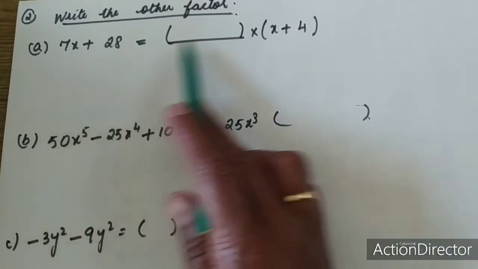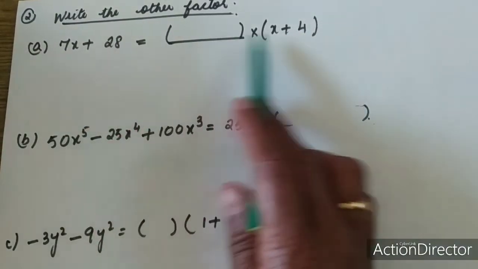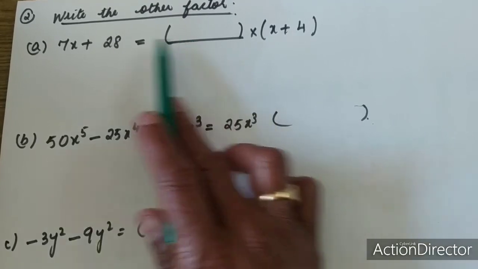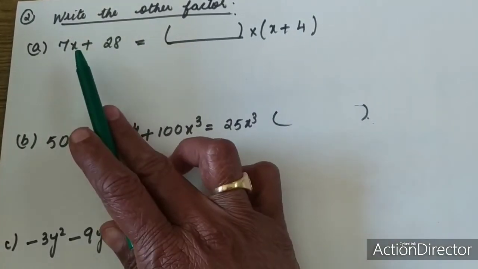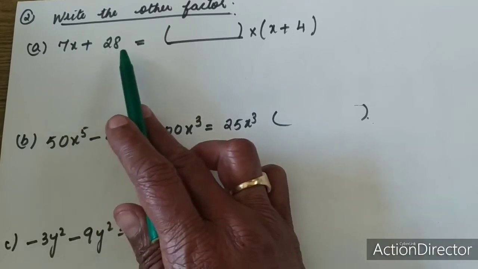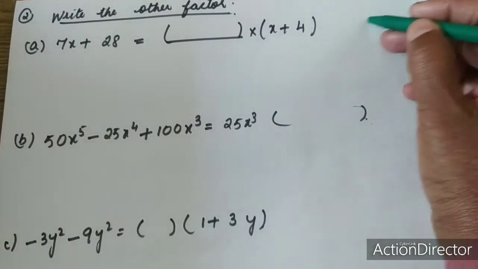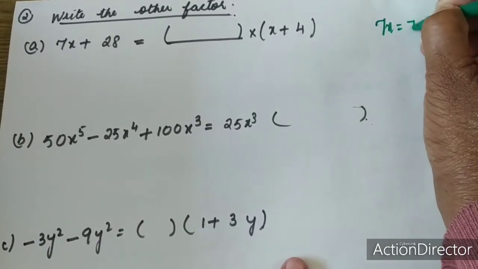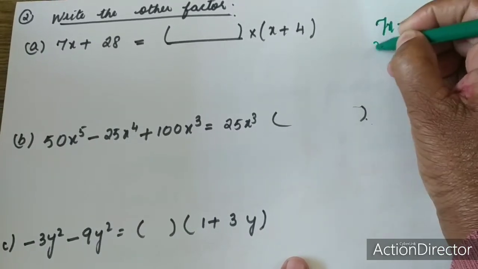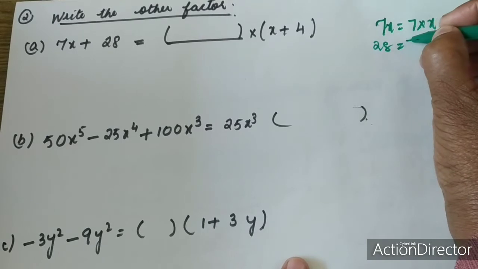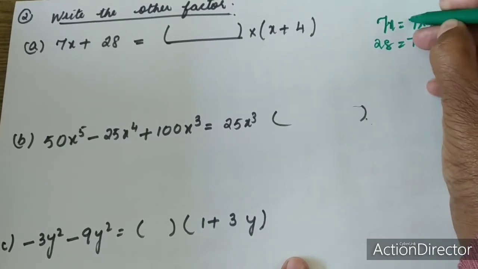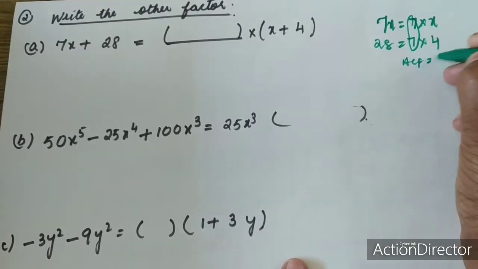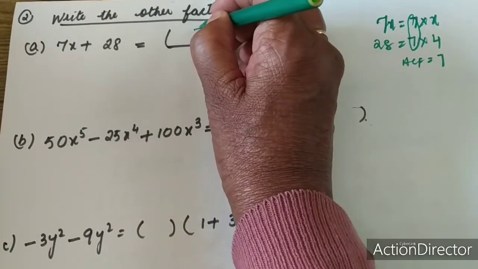7x plus 28. The second bracket is always each term divided by the HCF. Now I want to find the first bracket. The first bracket is always the HCF. So what is the HCF of 7x and 28? Write it in the rough column. 7x can be written as 7 into x and 28 can be written as 7 into 4. So now you are able to observe what the HCF is. My HCF is 7. So my first bracket will have 7.